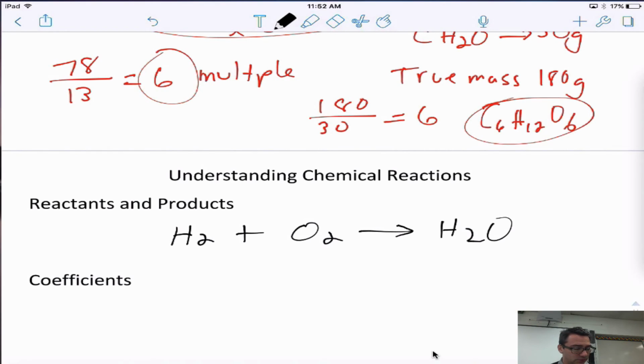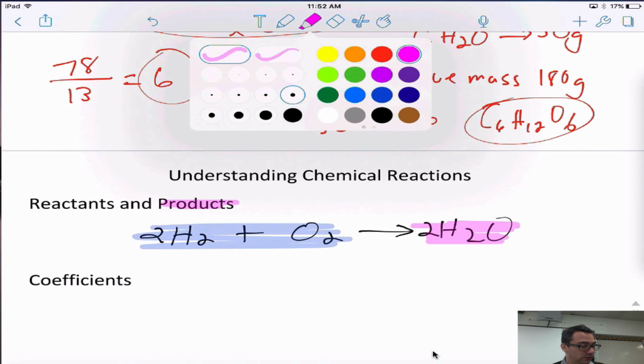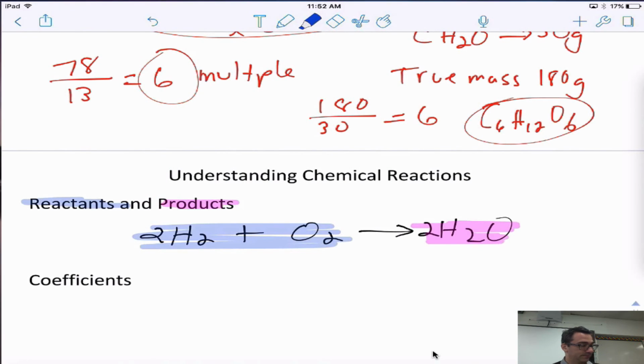I can balance it just for effect here, and we'll talk about how to do this. But there's my balanced equation. You should know that highlighted in blue here are my reactants, and highlighted in pink are my products. On the left side you start with reactants, on the right side you end with products. There's an arrow that goes between the two that shows there's a chemical reaction taking place.